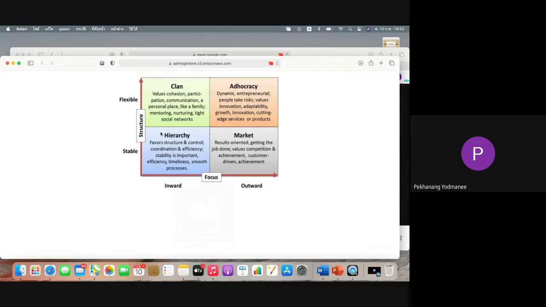Okay, guys, for the next one, adhocracy. An adhocracy culture has an external focus and values flexibility. This type of culture fosters the creation of innovative products and services by being adaptable, creative, and fast to respond to change in the marketplace.